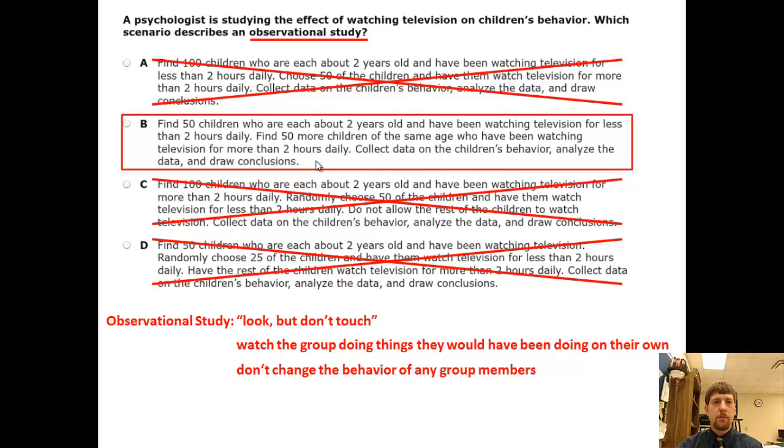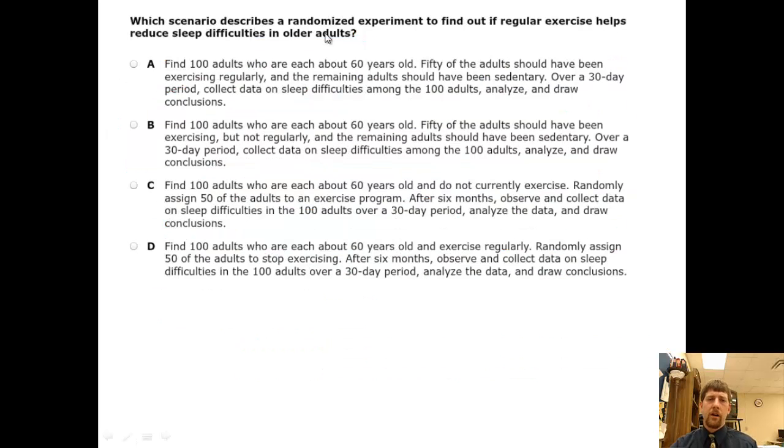Now let's go on to the next example. Which scenario describes a randomized experiment to find out if regular exercise helps reduce sleep difficulties in older adults? So randomized experiment. Now let's look. Find 100 adults who are each about 60 years old. 50 of the adults should have been exercising regularly, and the remaining adults should have been sedentary.